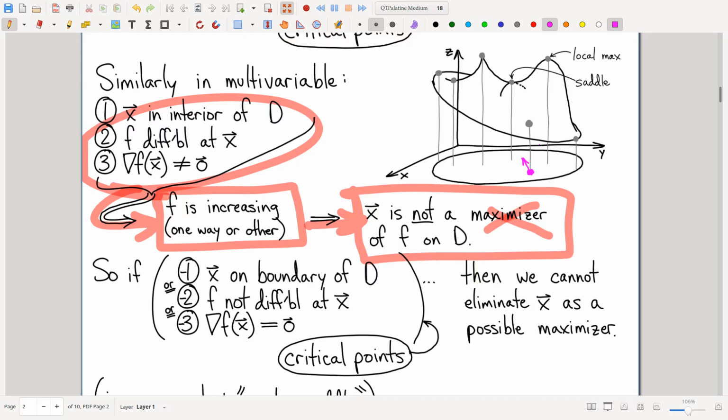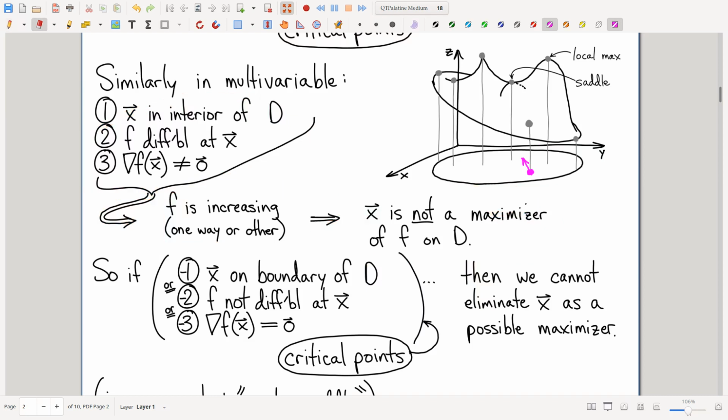This couldn't possibly be a maximum. The function is in the process of still getting bigger as you go in some direction in the domain. It can't be a maximizer. And again, this eliminates almost every point in the domain, the vast majority of cases, right? The only points that remain are points where at least one of those conditions fails.